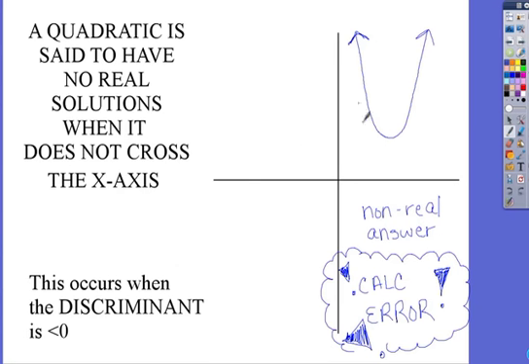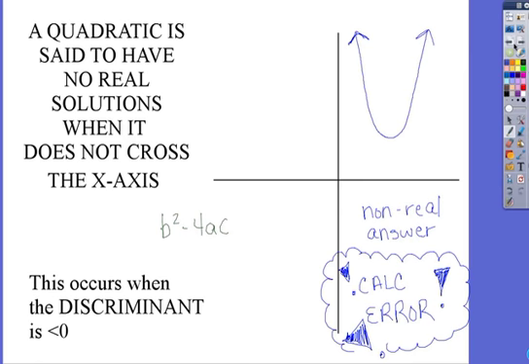So this is what the graph would look like if it did not cross the x-axis. This occurs when the discriminant is less than 0. Why is that? Why, if I have b squared minus 4ac, if this is a negative number, does it not make sense?